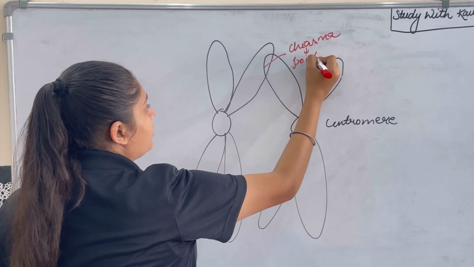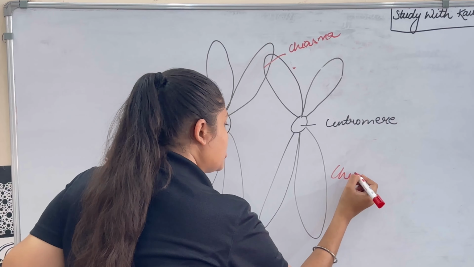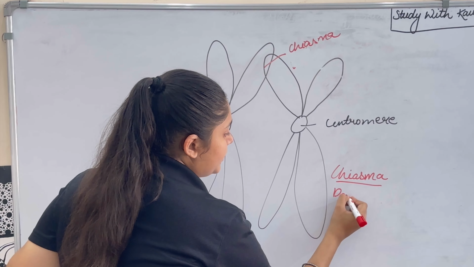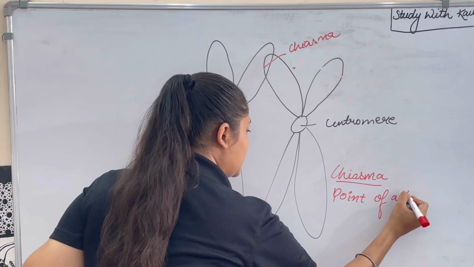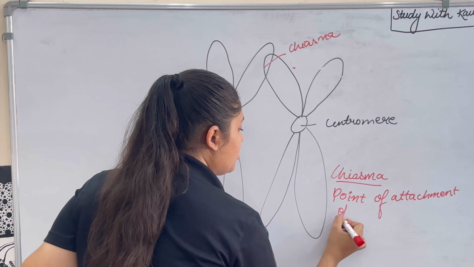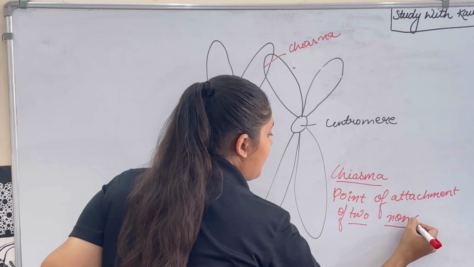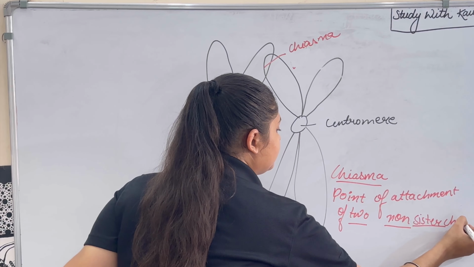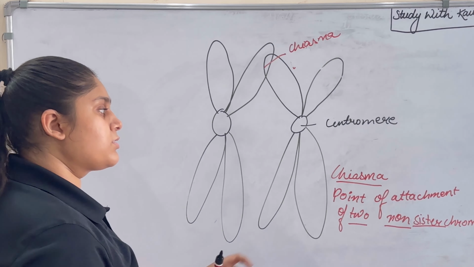Chiasma: point of attachment of two non-sister chromatids. Okay, so this counts for the difference.